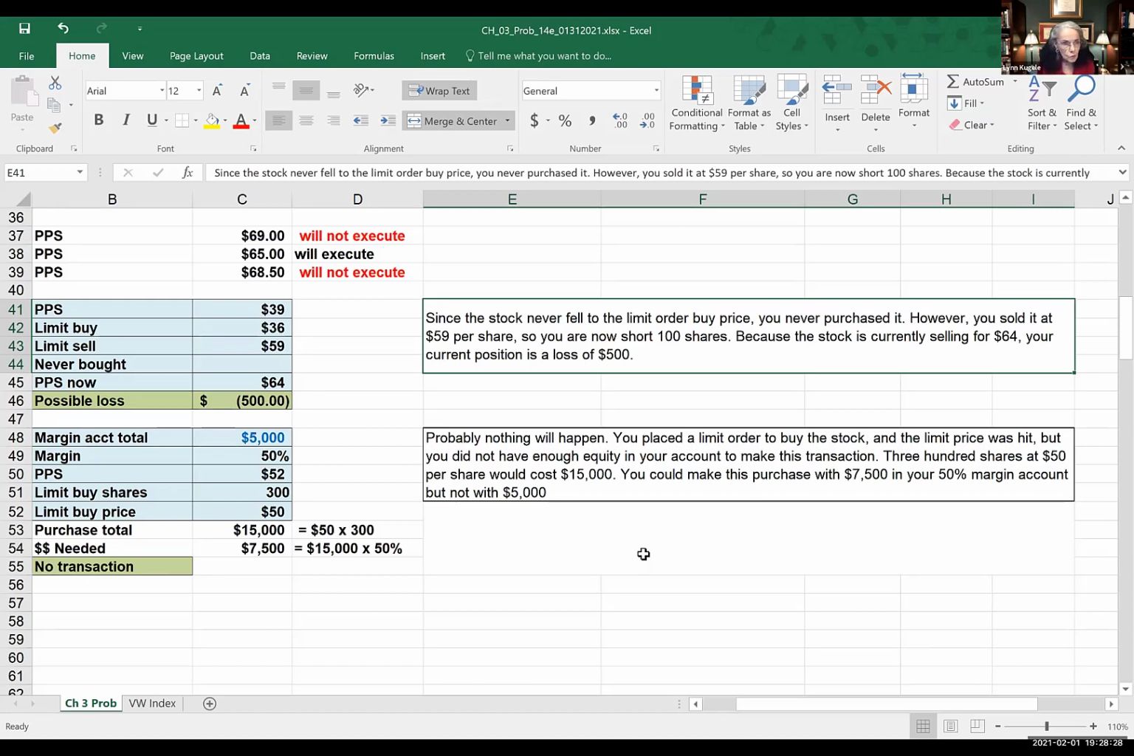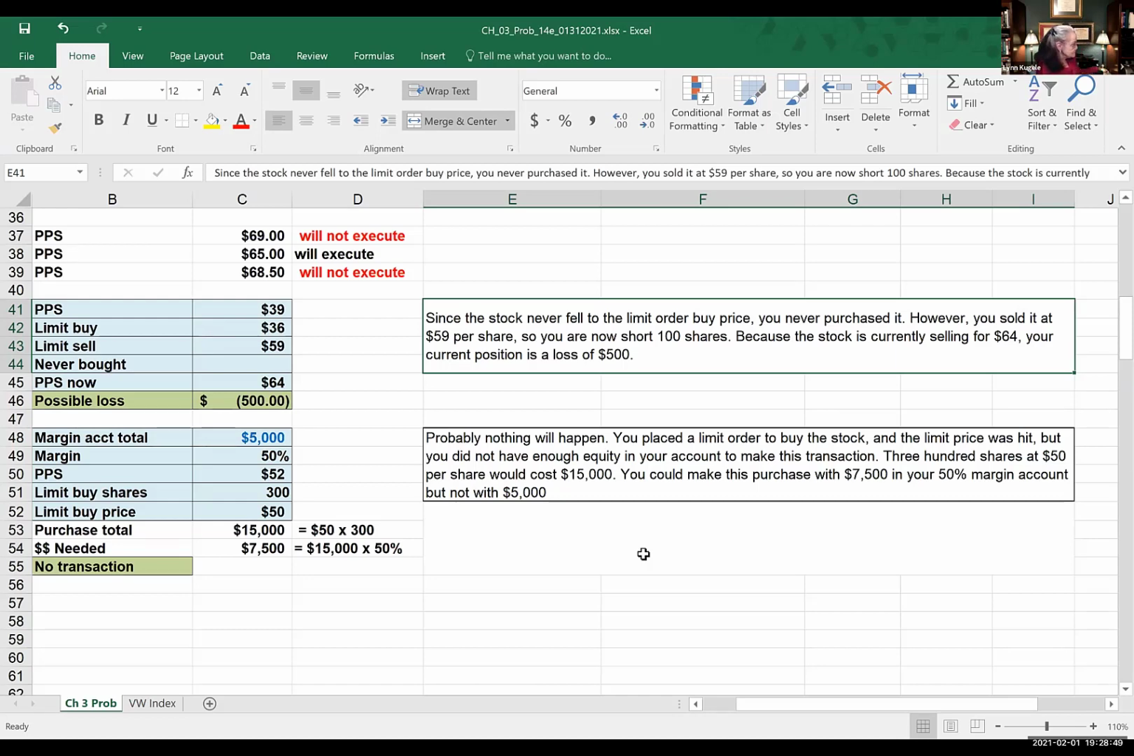And the last one, you have $5,000 in a margin account, in a 50% margin account. You have been following a stock that you think you want to buy. Stock's priced at $52. You decide that if the stock falls to 50, you'd like to buy it. So you place a limit order to buy 300 shares at $50. The stock falls to 50.